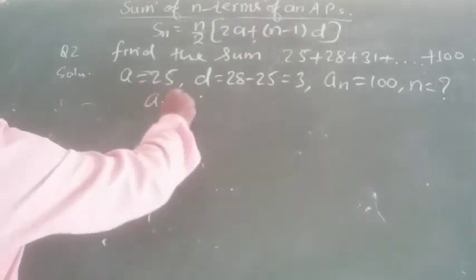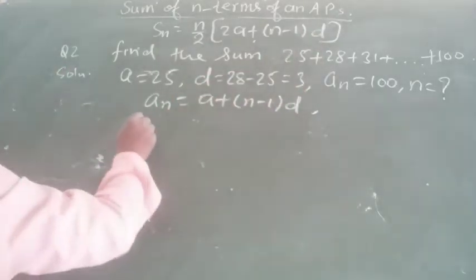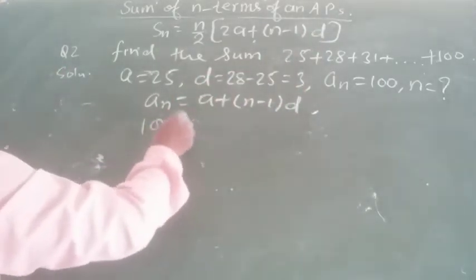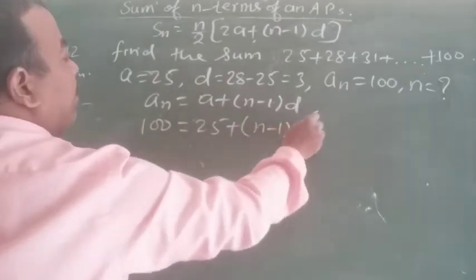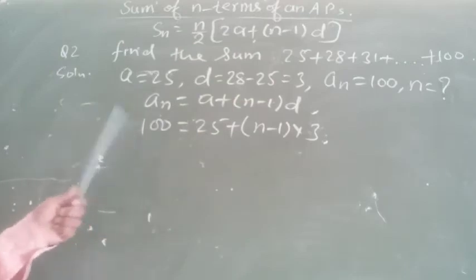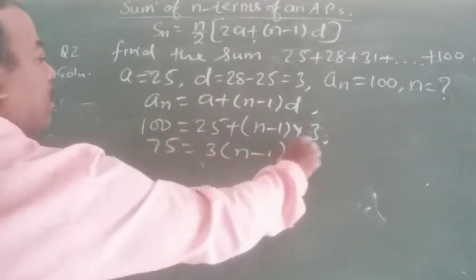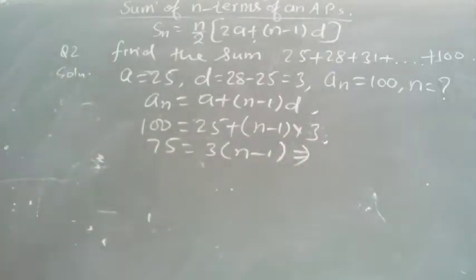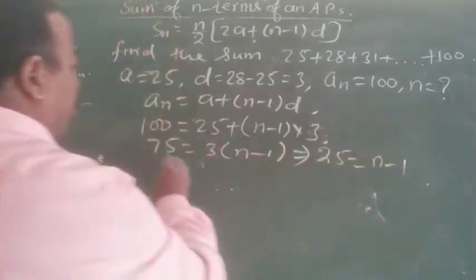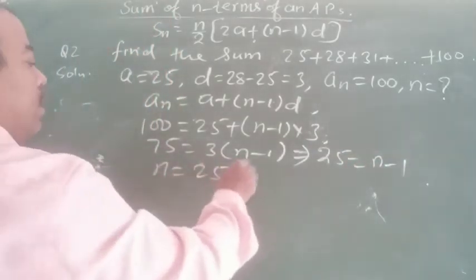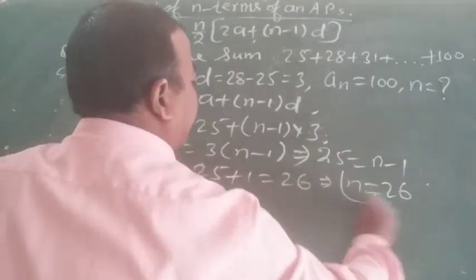So an equals a plus (n minus 1) into d. The an value is 100, the a value is 25, and the d value is 3. Subtracting 25, we get 75 equals 3 into (n minus 1). Dividing by 3, 25 equals n minus 1. So what is the value of n? 25 plus 1, that is 26. So n equals 26.